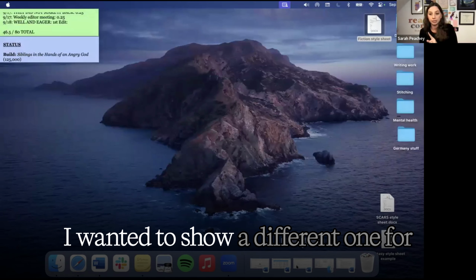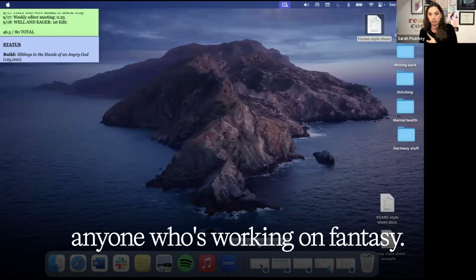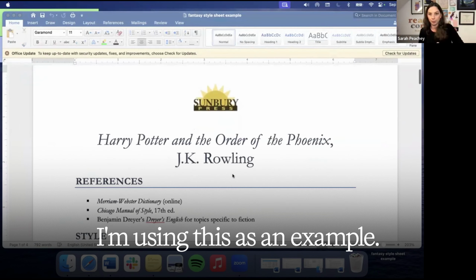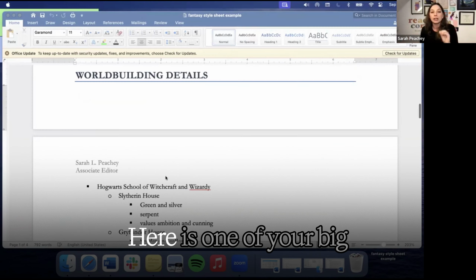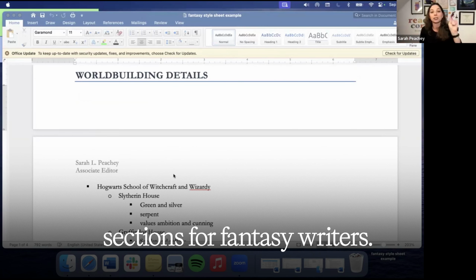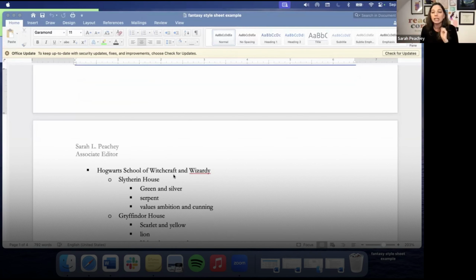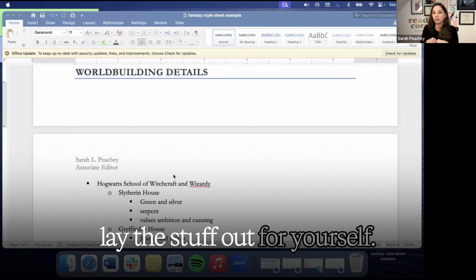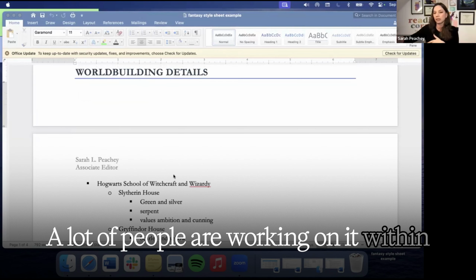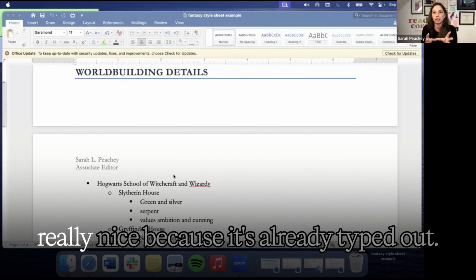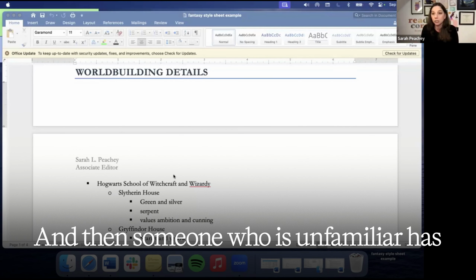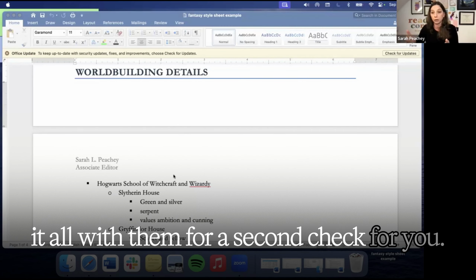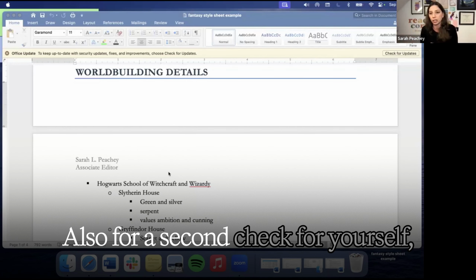I wanted to show a different one for anyone who's working on fantasy. I'm using this as an example. I'm using Harry Potter because I feel it's very recognizable for most people. Here is one of your big sections for fantasy writers, the world building. It is really important that you lay this stuff out for yourself. A lot of people are working on it within notebooks and stuff, but I think this is really nice because it's already typed out. And then someone who is unfamiliar has it all with them for a second check for you. Also for a second check for yourself.